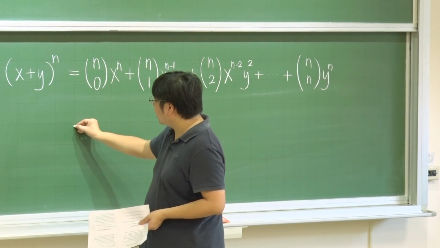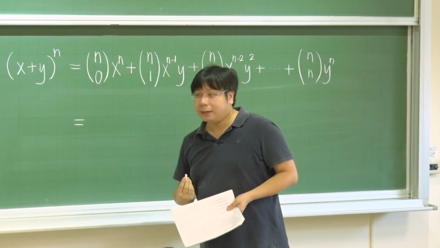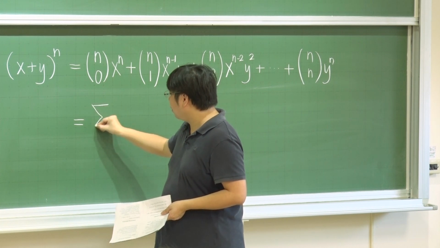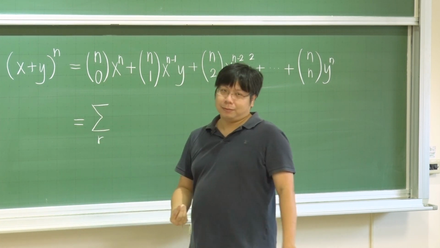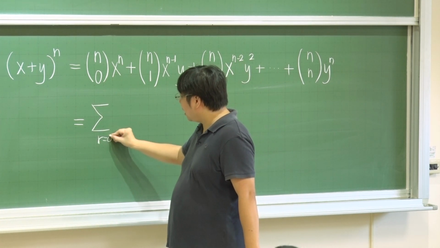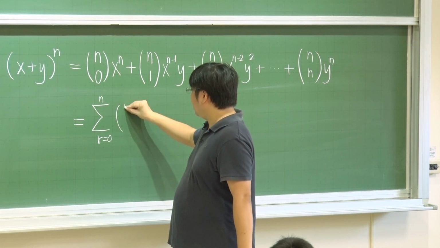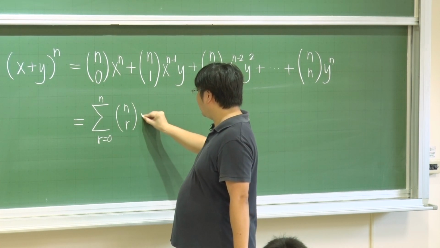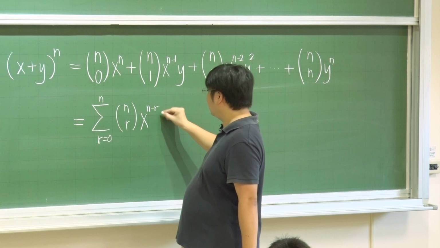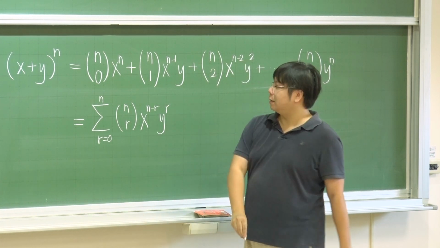If you want to write it in a more compact way, this is the summation over all possible r ranging from 0 up to n of n choose r, x^(n-r), y^r. Is that okay?